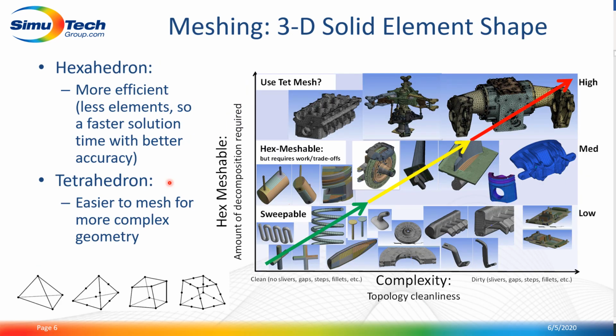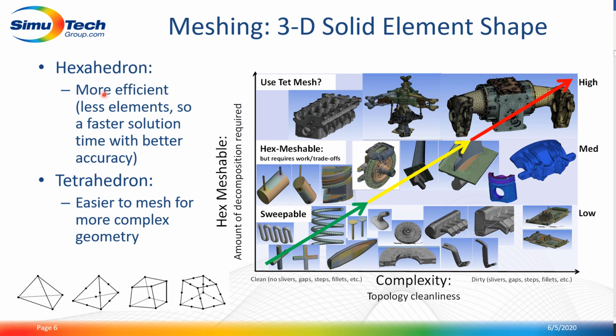In this slide, we want to discuss a bit more about 3D solid element shapes because 3D solid elements are used most of the time. And like mentioned previously, most solid bodies can be discretized into either hexahedral or tetrahedral element shapes. A hexahedron has 8 vertices, 12 edges, and it is bounded by 6 quadrilateral faces, while a tetrahedron has 4 vertices, 6 edges, and is bounded by 4 triangular faces.